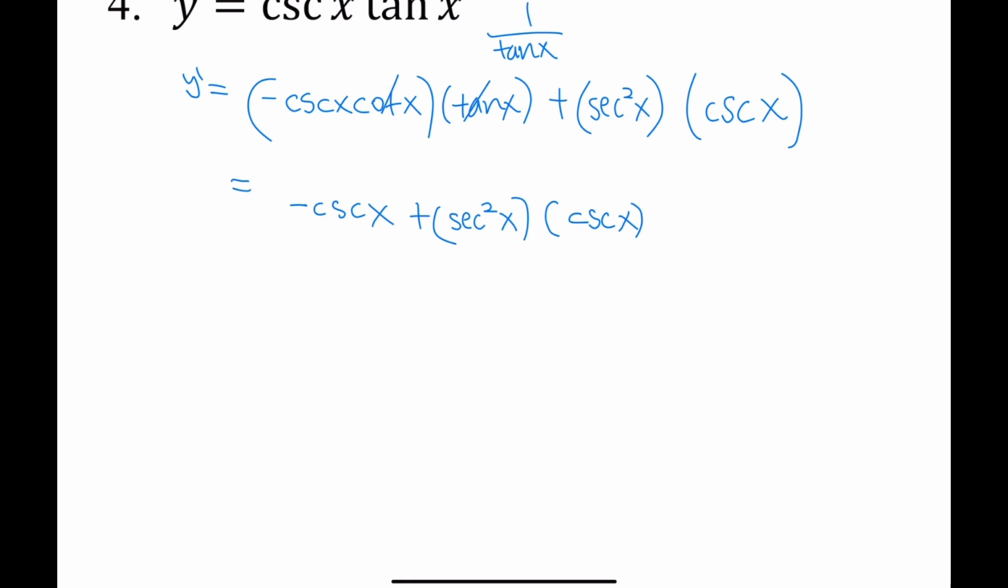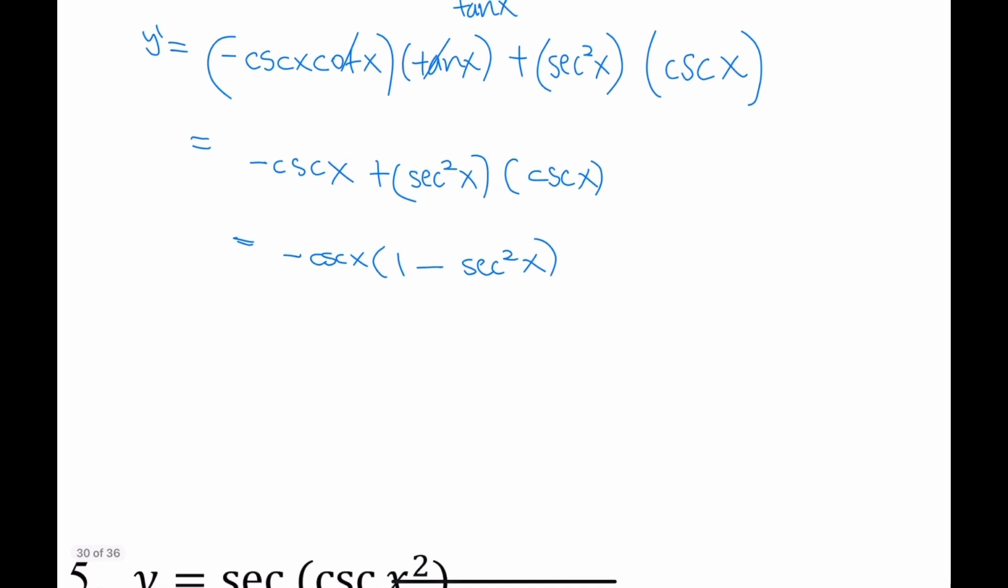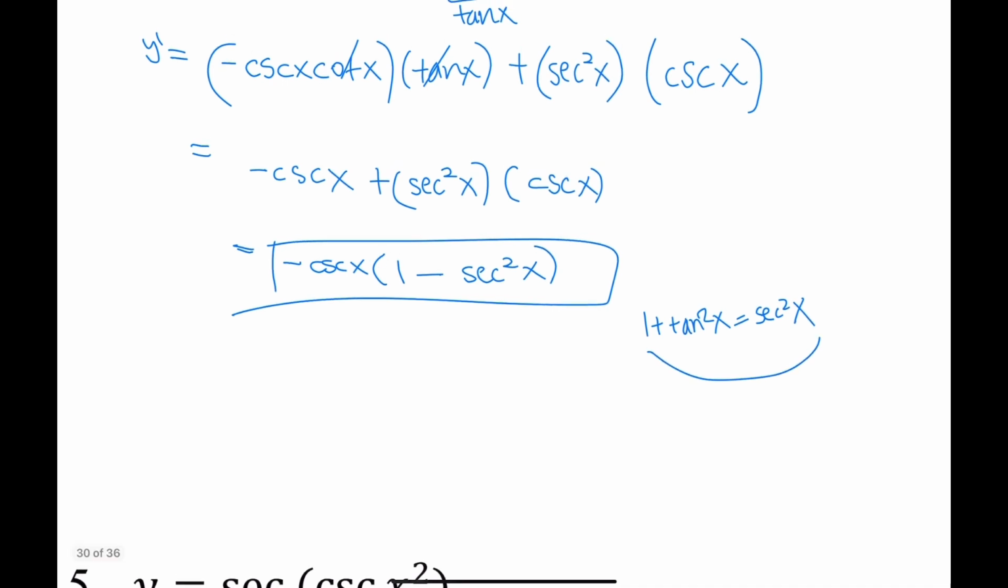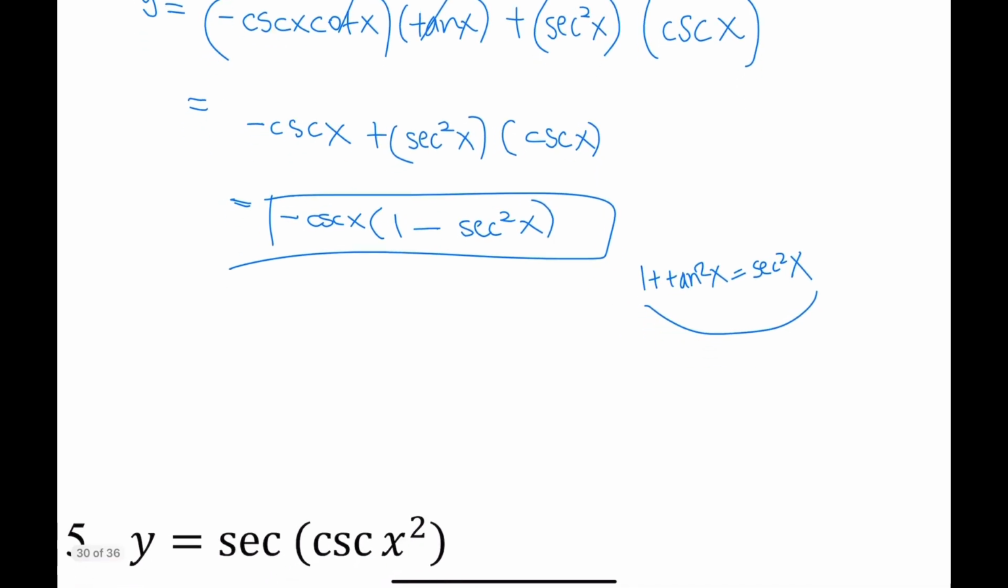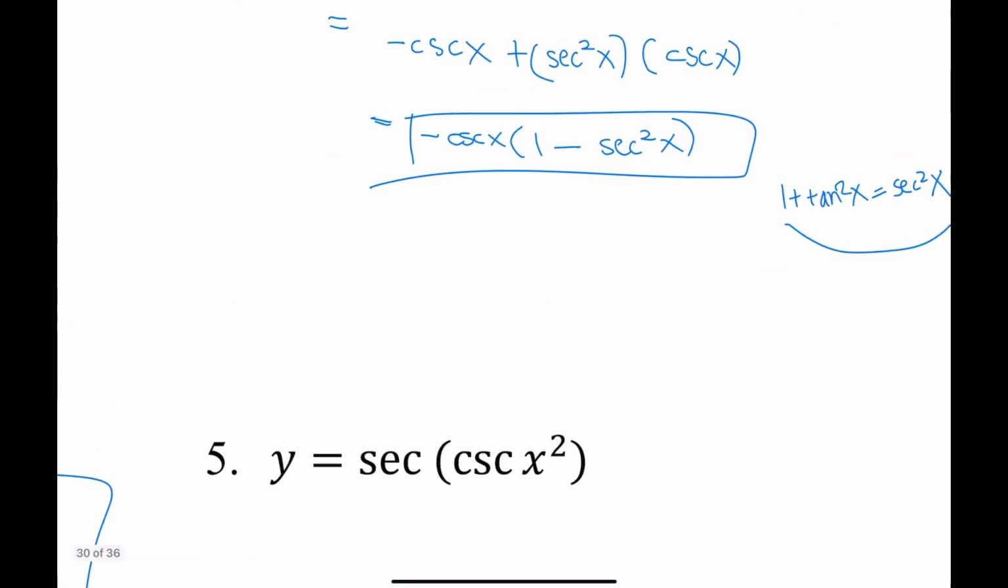If you want, we can try to factor this out, so we can say negative cosecant x times 1 minus secant squared, which does not lead to anything as well. Yeah, I think it's basically this, because the trigonometric identity that we know would be 1 plus tangent squared x equals secant squared x, right? And then that is not in the form of our trigonometric identity, so we'll just leave it like that.